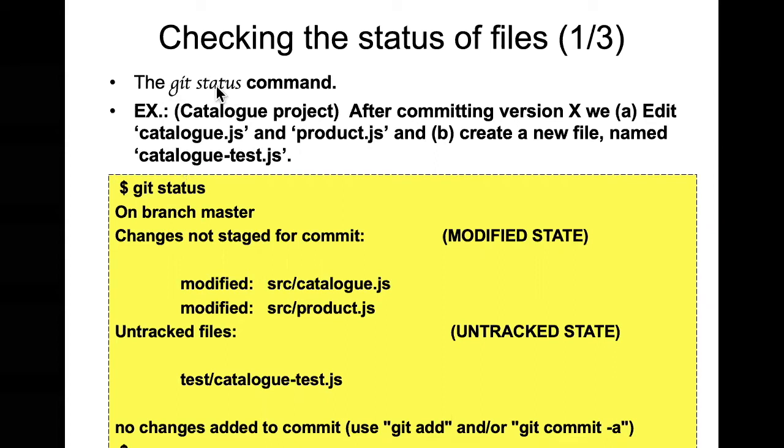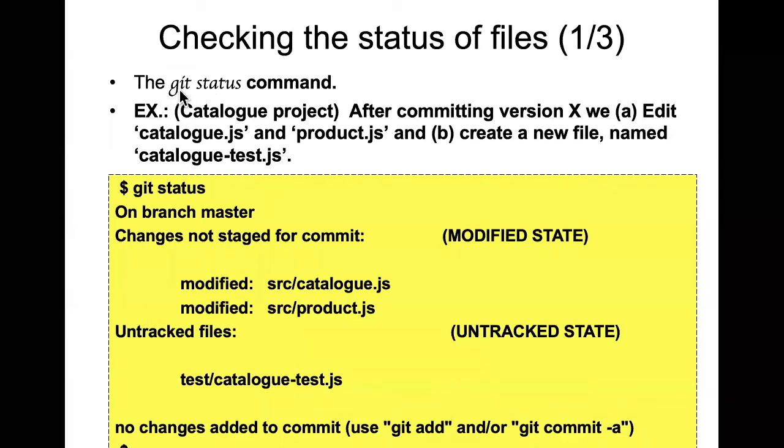The git status command is the command that you would use from the command line to find out the status of your working directory. Some people often get confused about this. Git status will report on the status of your working directory. It doesn't report on the status of the repository.